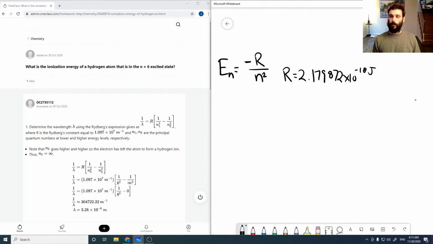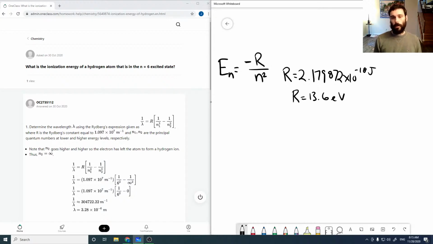Or putting it into a unit that's a bit nicer, 13.6 eV about. But I'll continue to use the joules one.